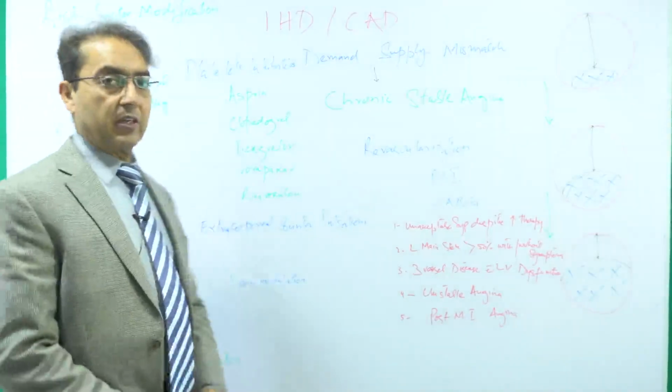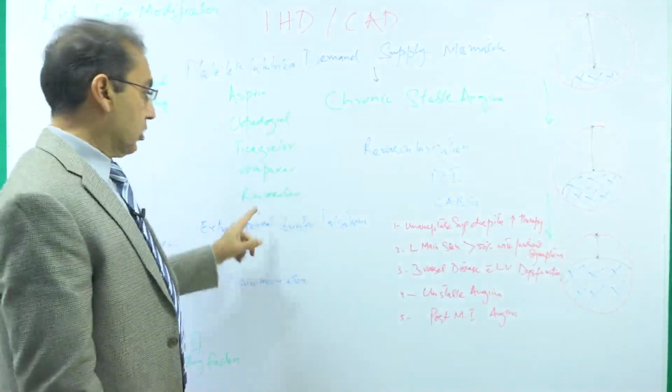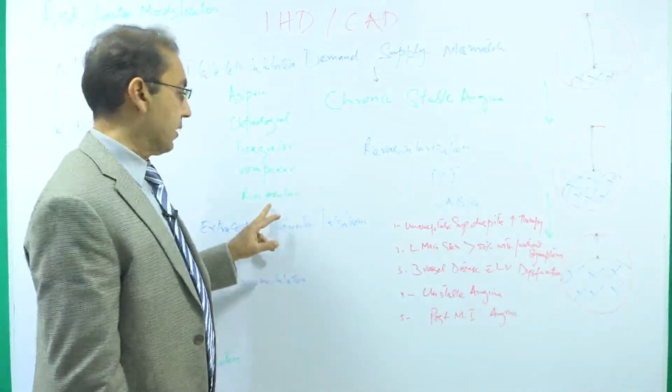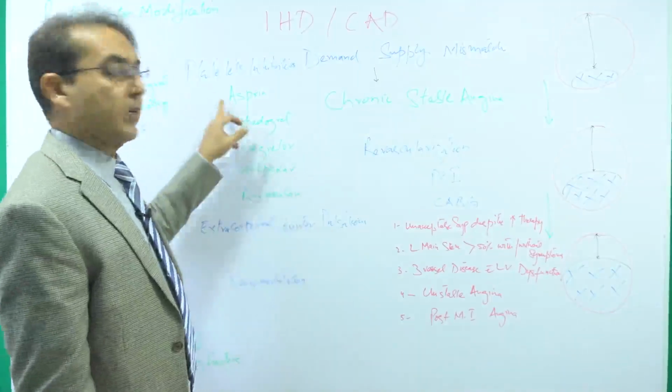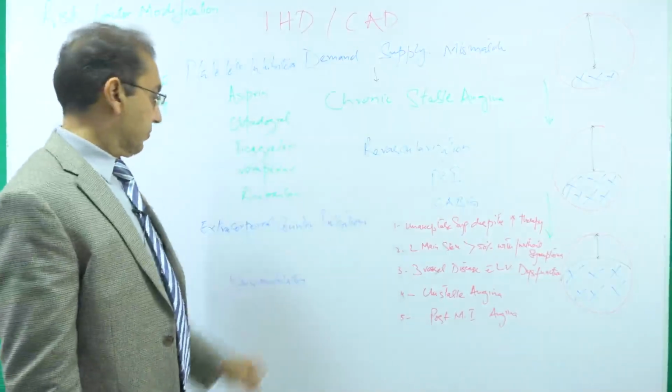Rivaroxaban is a factor Xa inhibitor, which is an anticoagulant. Low doses of rivaroxaban combined with aspirin have produced useful effects. 2.5 milligrams twice a day combined with aspirin has beneficial effects in patients who have chronic stable angina.